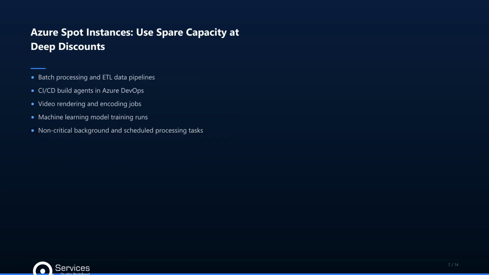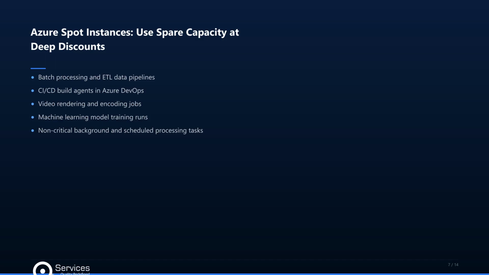Azure Spot Instances use spare capacity at deep discounts. Azure Spot Instances give you access to unused Azure compute capacity at discounts of up to 90% compared to standard pay-as-you-go rates. The trade-off: Azure can evict Spot instances with 30 seconds notice when it needs the capacity back for higher priority workloads. This makes Spot instances unsuitable for stateful production applications.